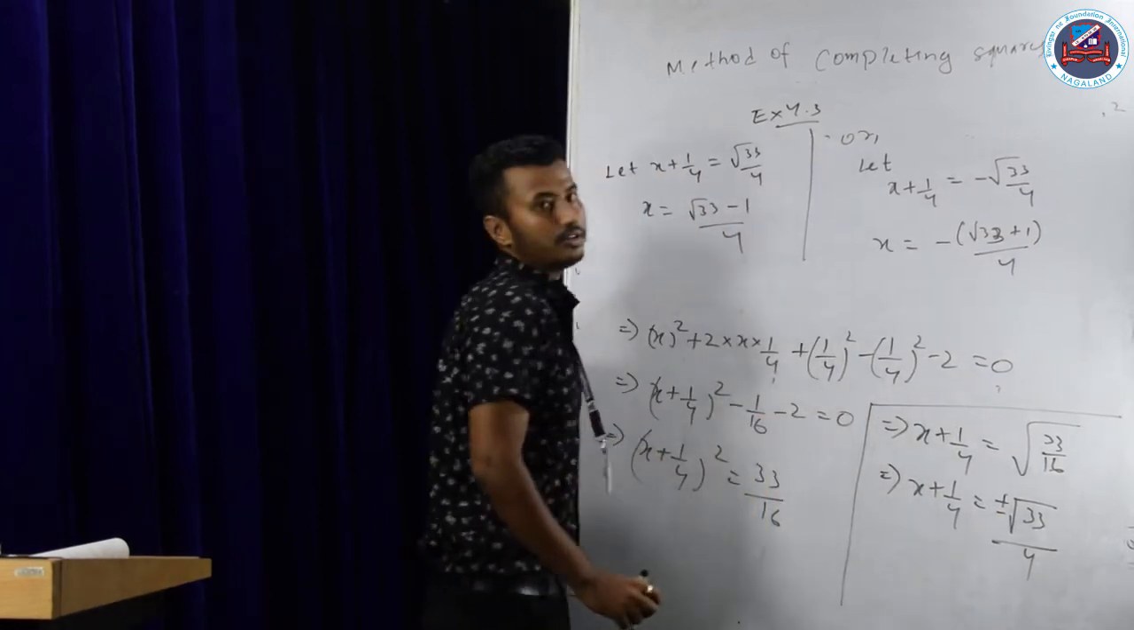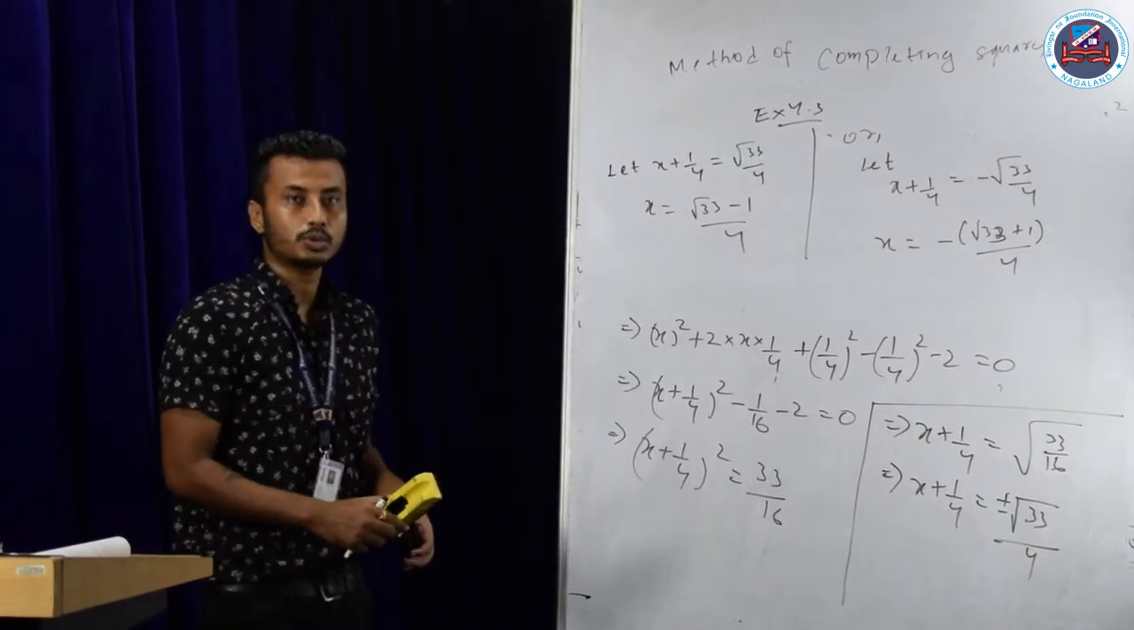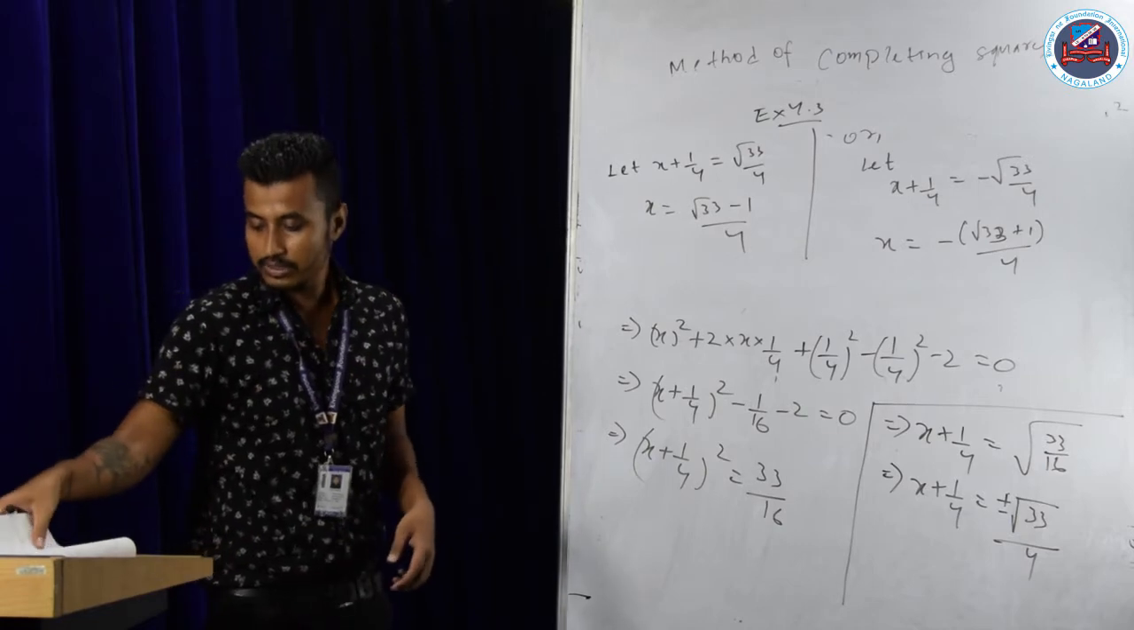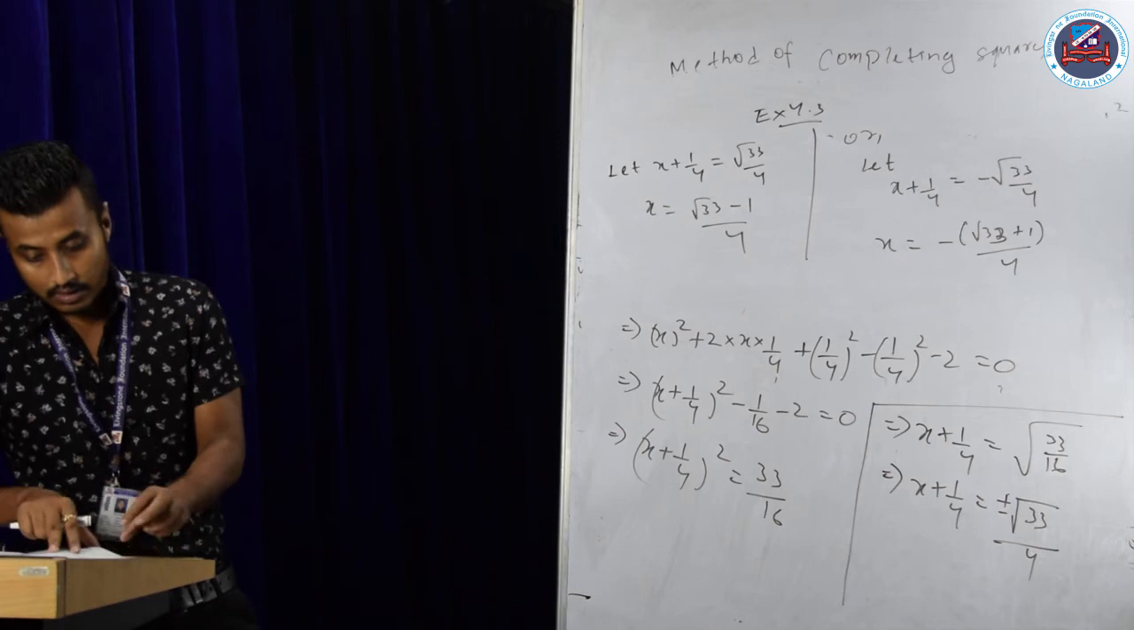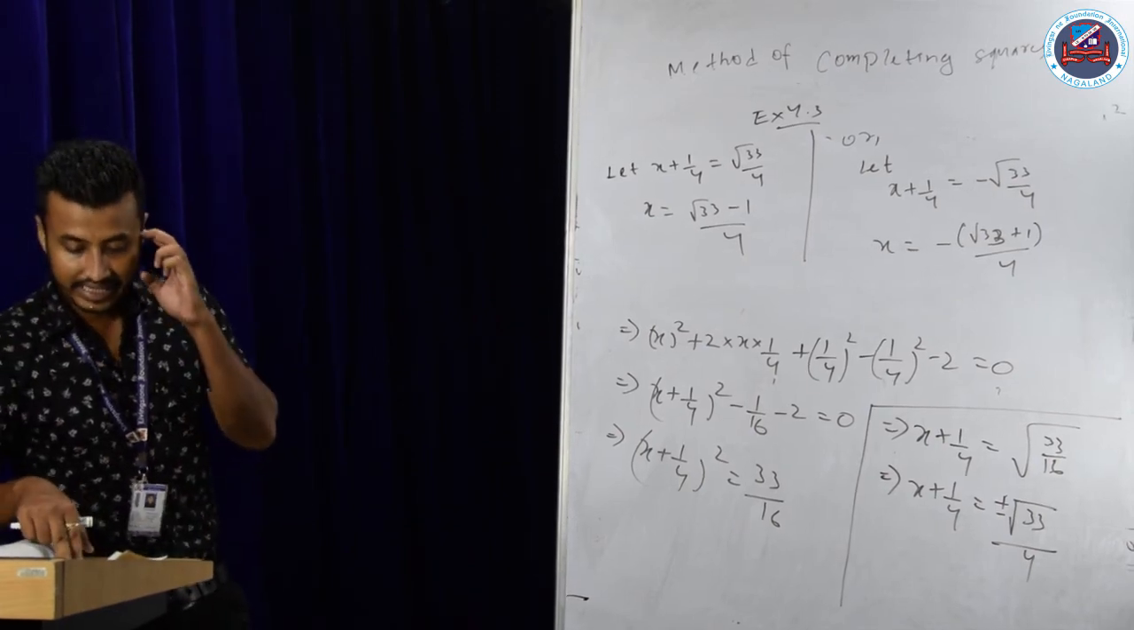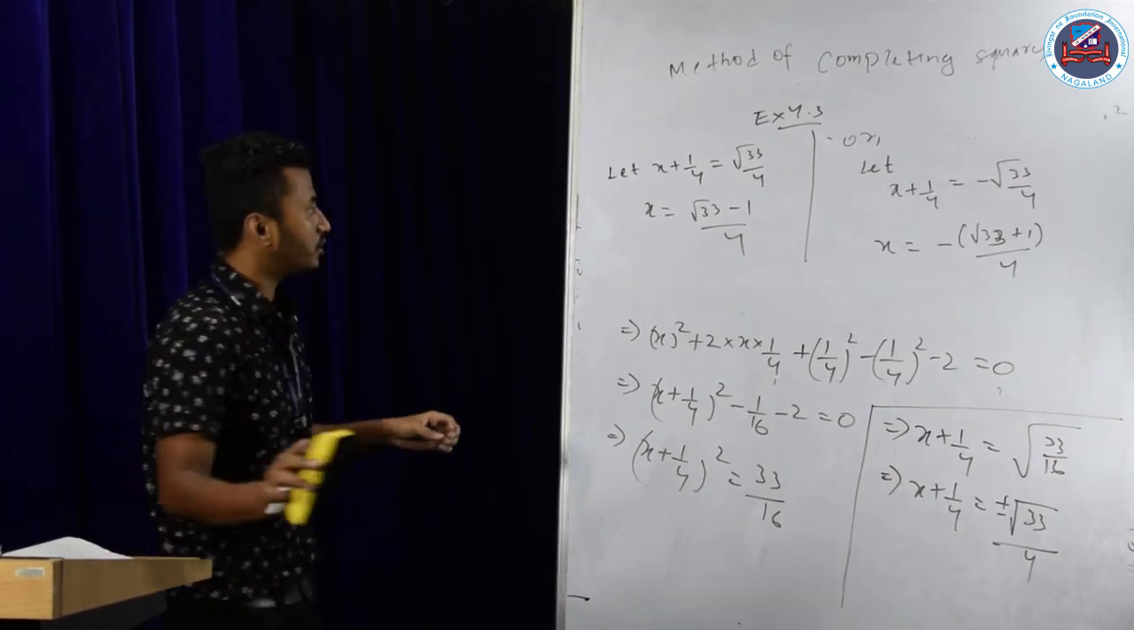Then guys, this is how you solve an equation by method of completing the square. Let's jump into some of the word problems in exercise 4.3. Question number 4, page number 88, question number 4. Please go through the question once.